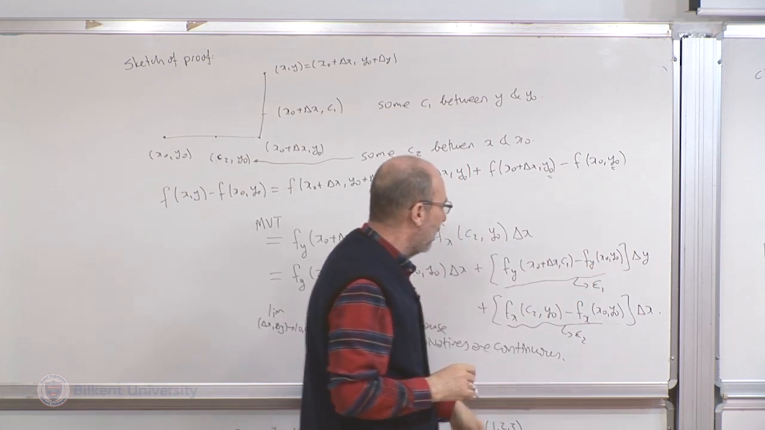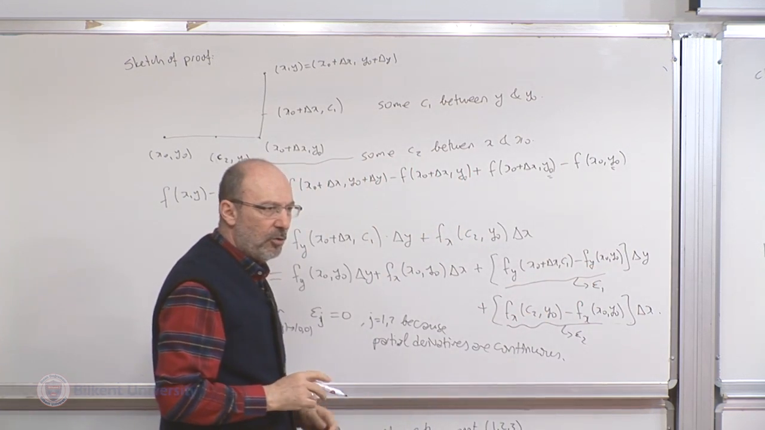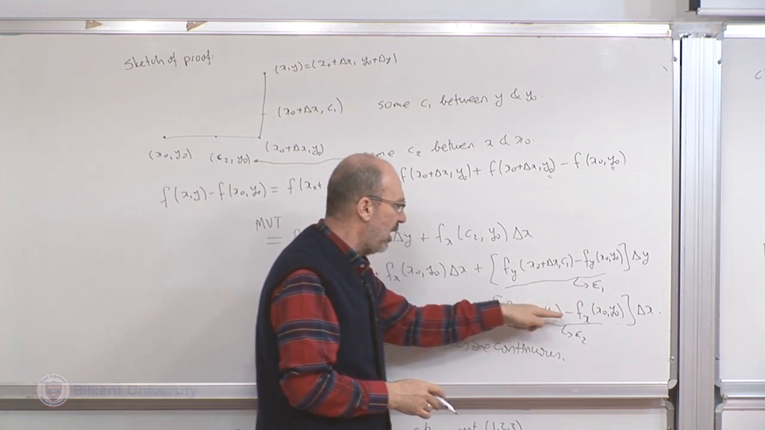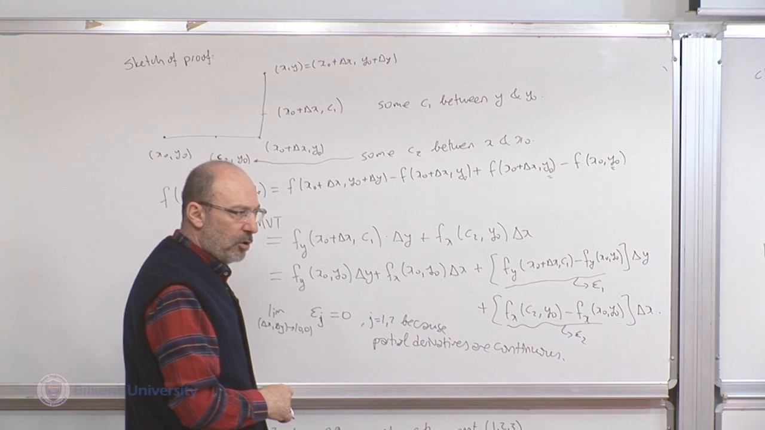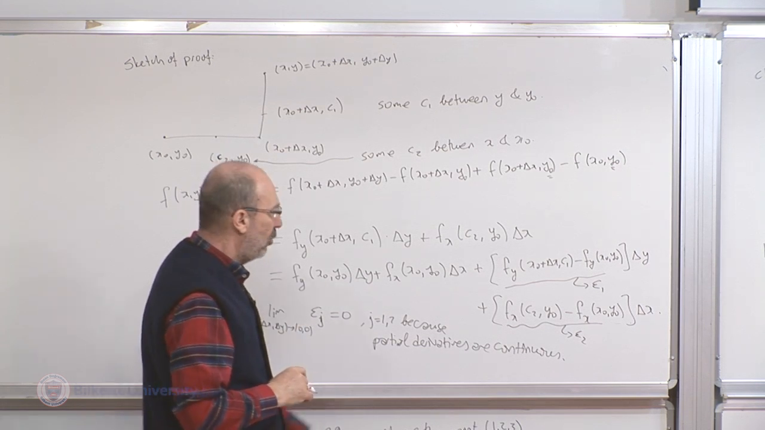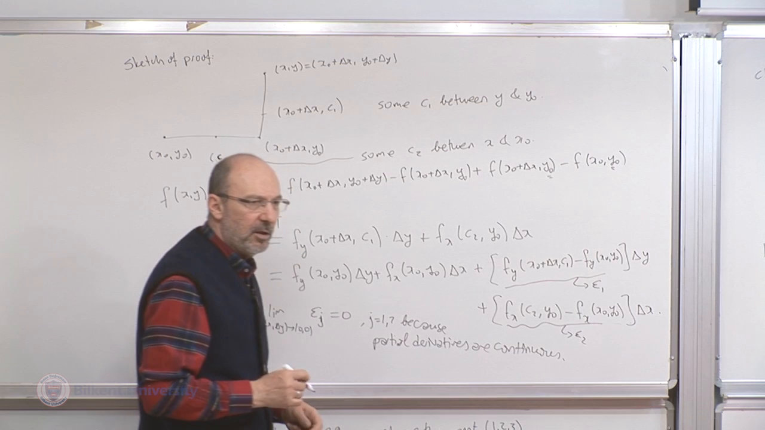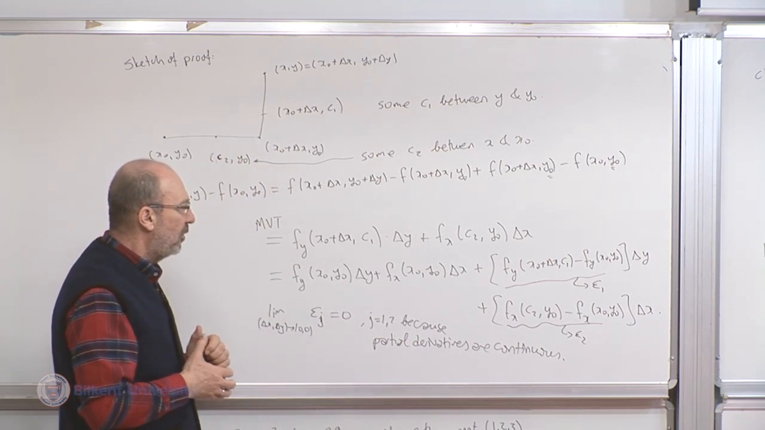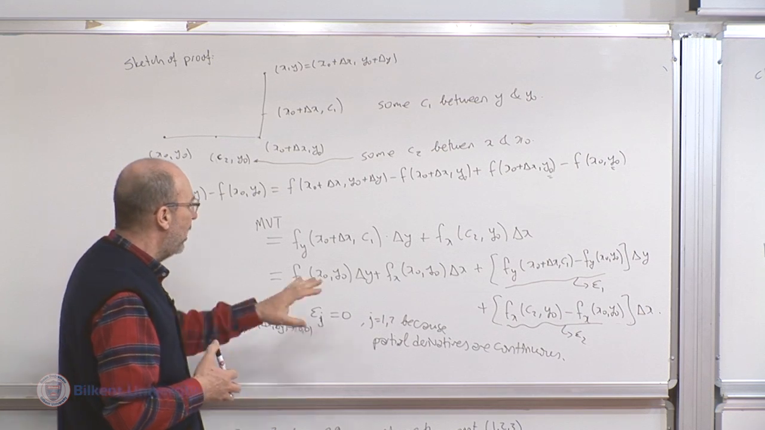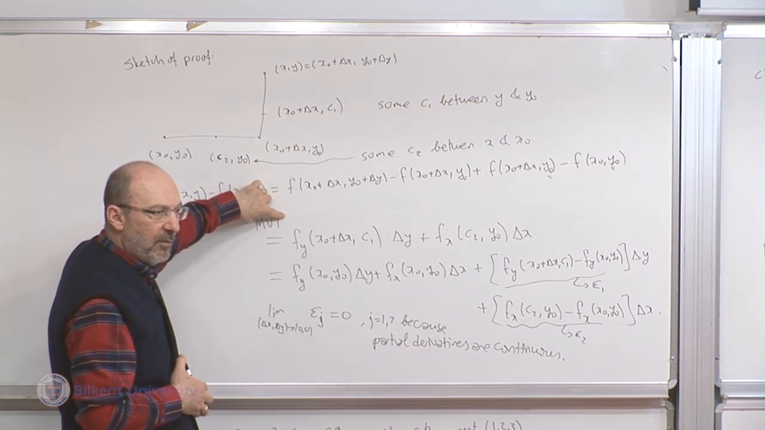So similarly here, partial derivatives are continuous. The limit then goes inside, and epsilon 1 and epsilon 2 go to 0. So if the partial derivatives are continuous, it shows up in the error term, and the definition of differentiability is satisfied. And everything hinges on this one, the mean value theorem.